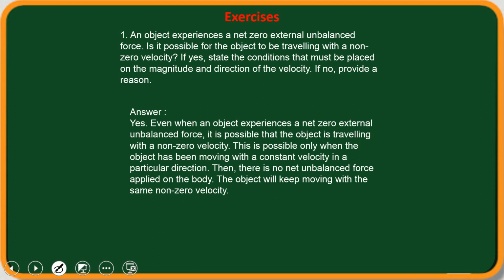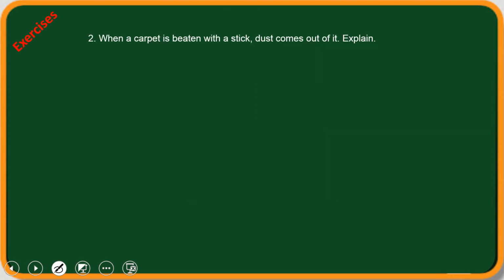Then we will move to the next question. Now here, when a carpet is beaten with a stick, dust comes out of it. Explain. We already explained this earlier. When we are beating a carpet, at that time the dust particles and the carpet are both at rest. When we beat it, the carpet starts to move, but the dust particles want to remain in a state of rest. Understand? That is due to inertia.